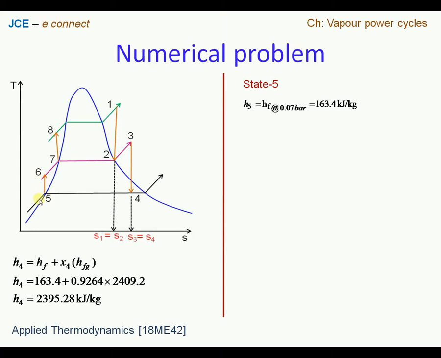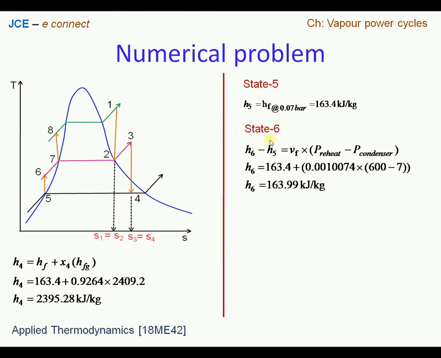We apply an equation that is dH is equal to V into dP. Therefore we have an equation dH is equal to V into dP, where we have H6 minus H5. H6 minus H5 is equal to specific volume at state point 5 at 0.07 bar existing, and these two are the curves. One curve is the reheat pressure curve, the other curve is the condenser pressure.